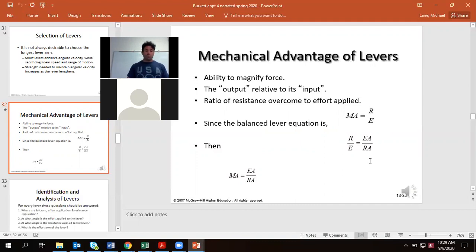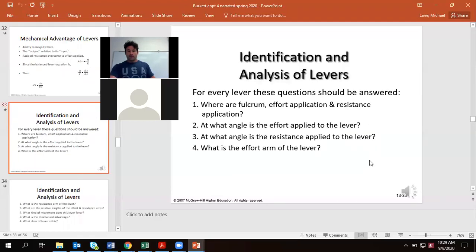But once again, in the human body, this pretty much really never occurs. So for your projects, when we're thinking about this in general, you need to always think: where is our fulcrum? Where are we producing our effort from? And where is our resistance? What angle is the effort applied to the lever? Okay, because remember, we're looking for that perpendicular force production.